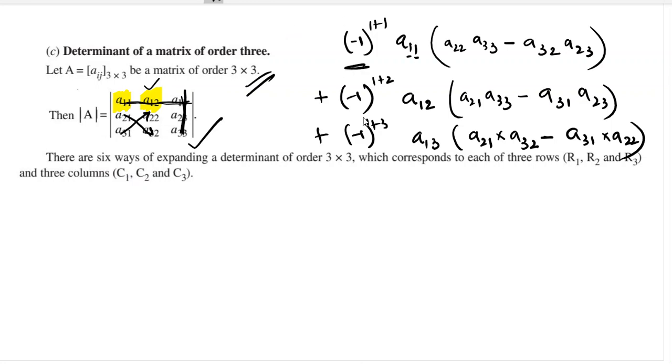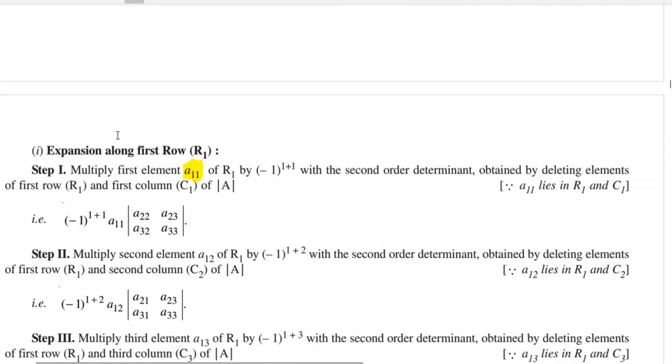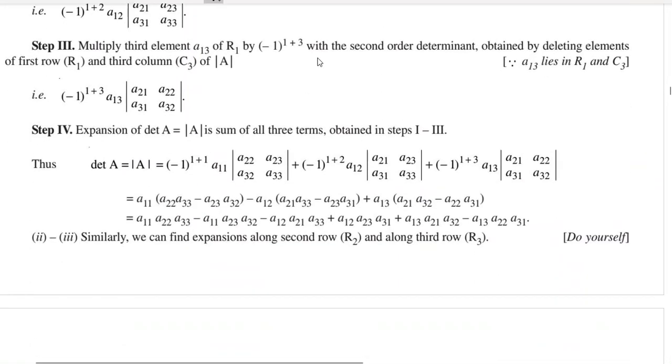This minus 1 raised to 1 plus 1, 1 plus 2, 1 plus 3 is going to remain as it is. Or what you can do is write alternate plus minus signs, beginning with plus sign, then minus, then plus. Like that you can keep on writing plus and minus sign, and you will find the determinant, right? So that is the way of finding determinant, which they have explained here. See, this is what they have written, and then they have expanded this and got this.